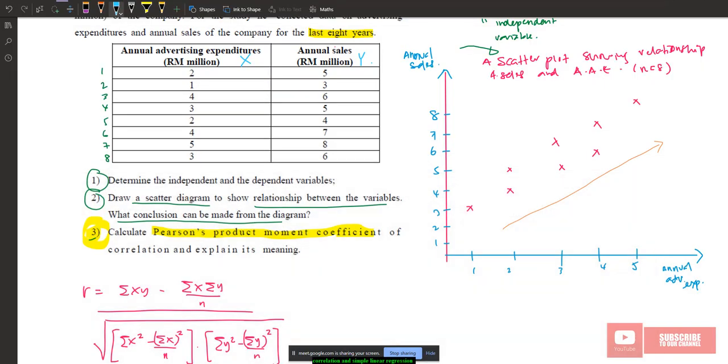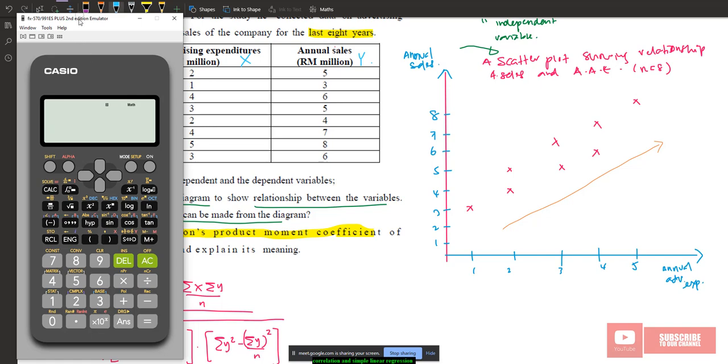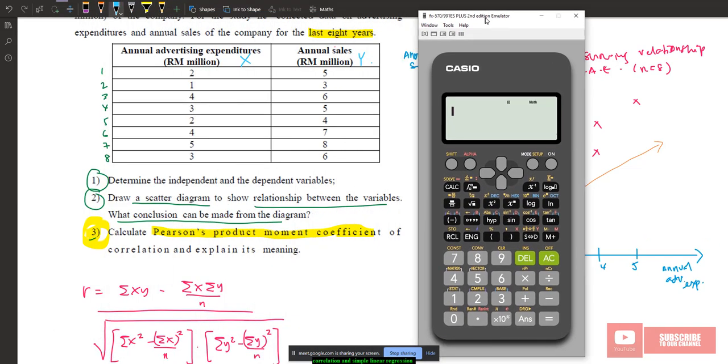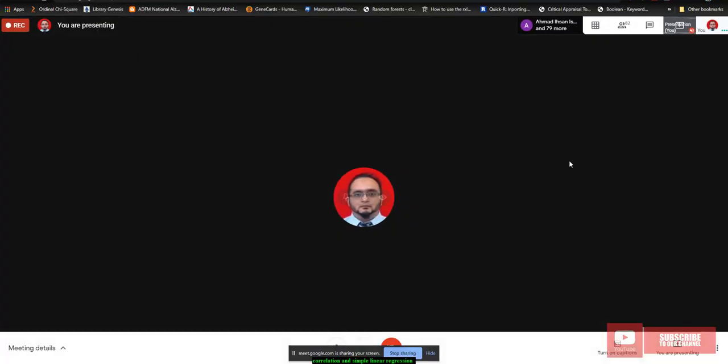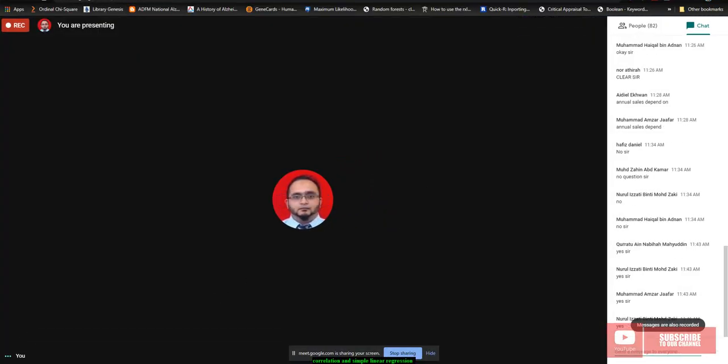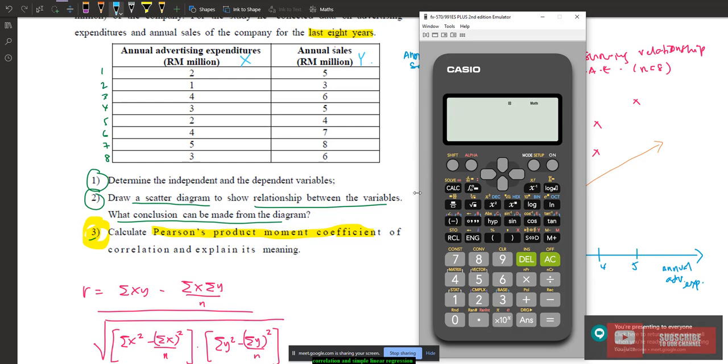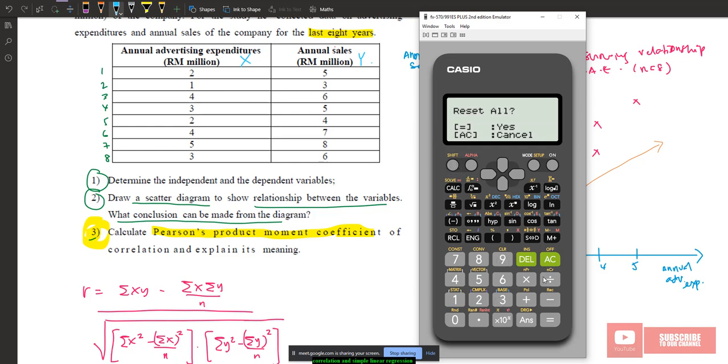Right. So now you can see my calculator, right? Now we need to identify which one is the x variable and which one is the y variable. By using the calculator, first you need to clear all the memory. Click shift 9 3, clear all the memory, equal, AC. The second step is you need to click on mode, find statistic, number 3.